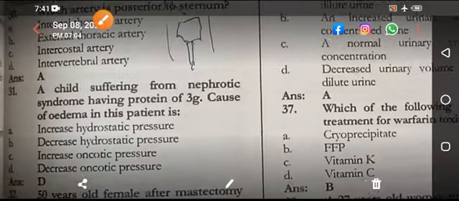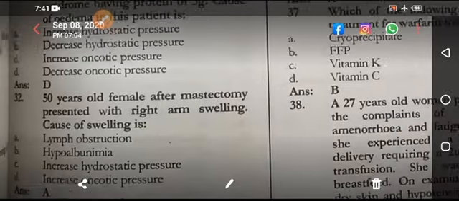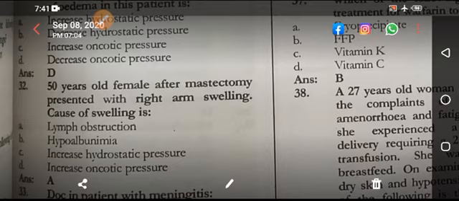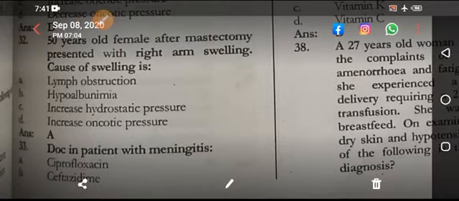A child suffering from nephrotic syndrome having protein of 3 gram. Cause of edema is decrease in oncotic pressure. That is the right answer regarding the edema. And this is a favorite CPSP question, the mechanism and the causes of edema. And I have uploaded all of the causes on my Facebook page. A 50-year-old female after mastectomy presents with right arm swelling, that is lymphatic obstruction.